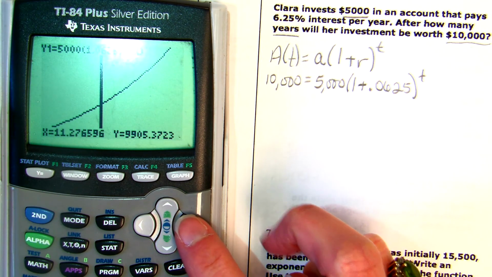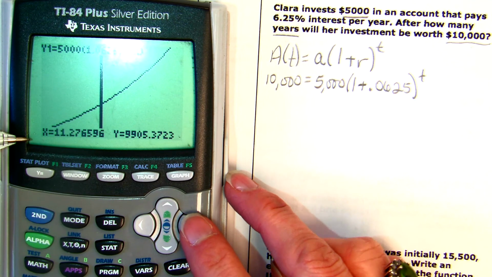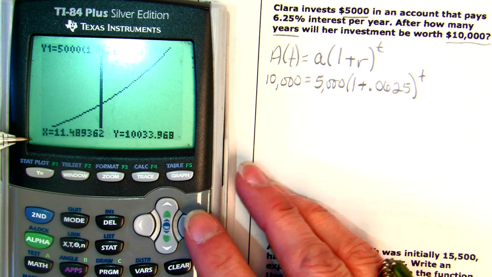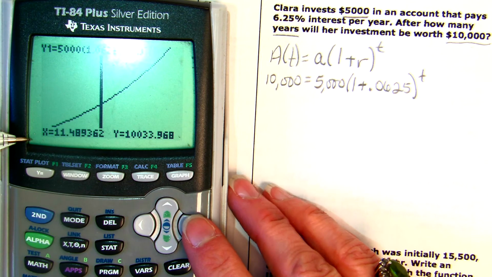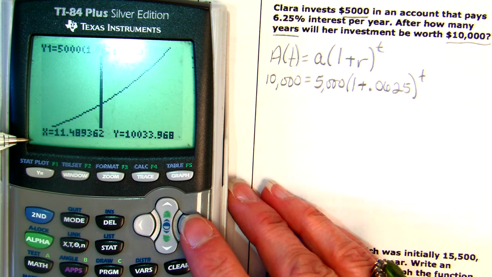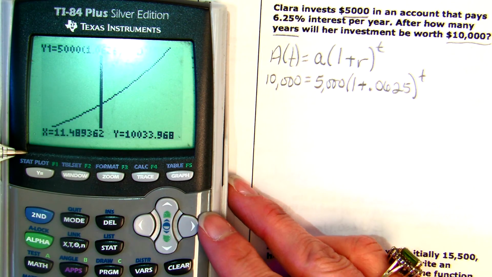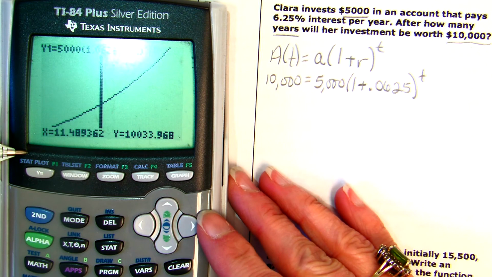All right, so right now my X value is at 11.28 years, and it's $9,900. At 11.48 years, I've hit $10,033. Does everybody see that? Okay, so what's the years that it took me to get to $10,000? Is it 11? Why are you saying 11?